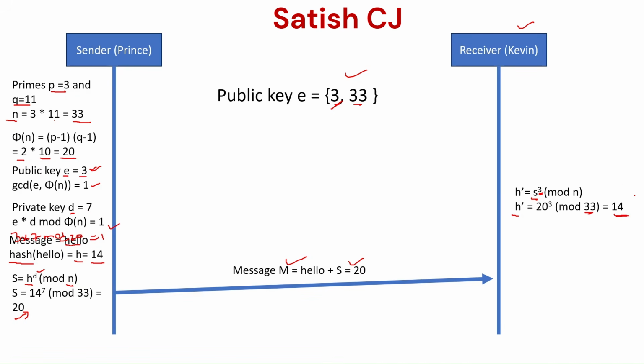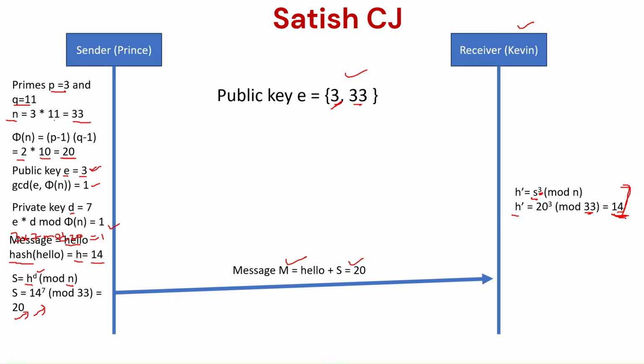So this step will not yield the correct results if the signing here has not happened using the private key. See, the private key is very private to the sender, and this private key cannot be known to anyone else. So that is the process here of verification.